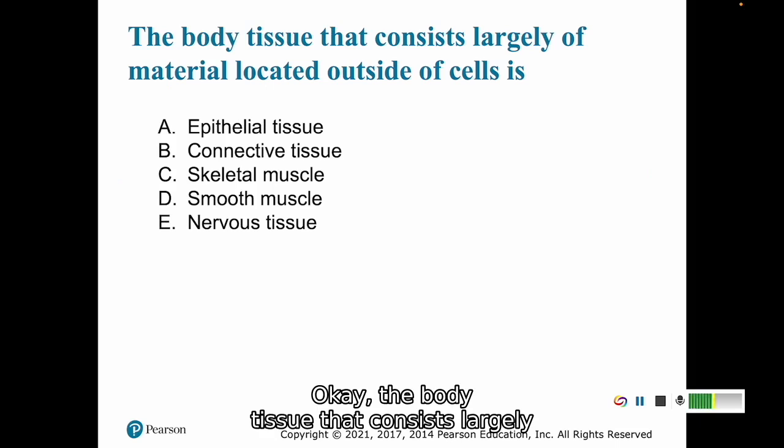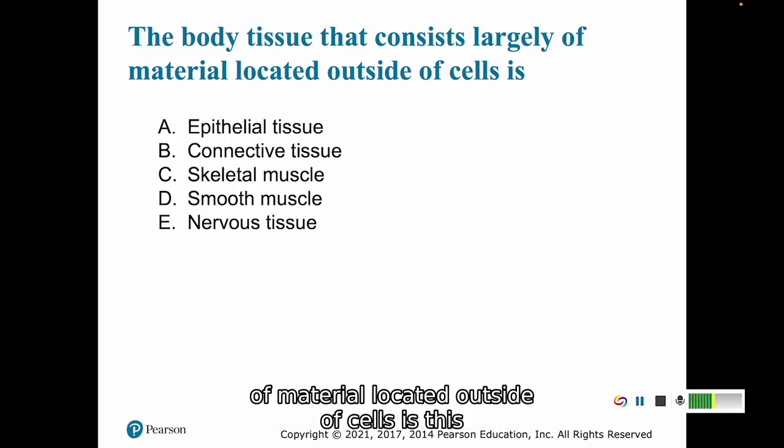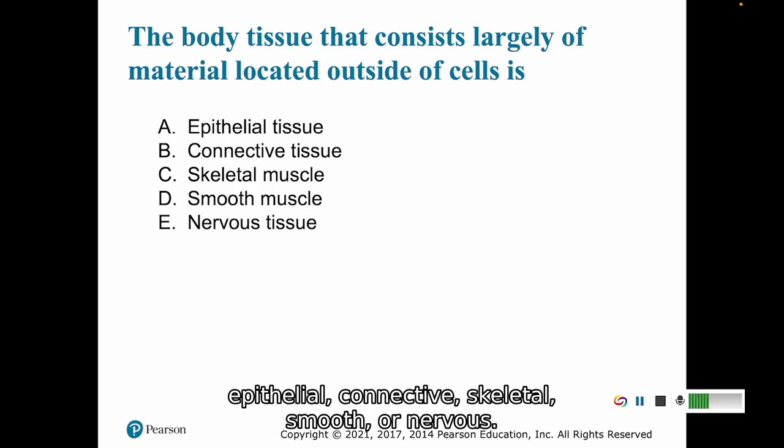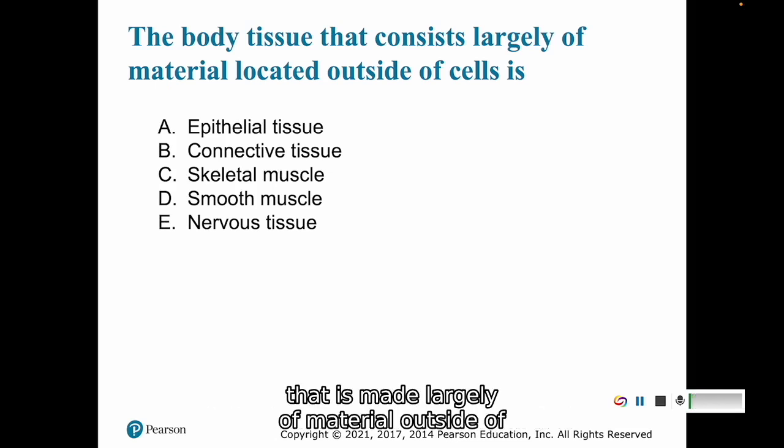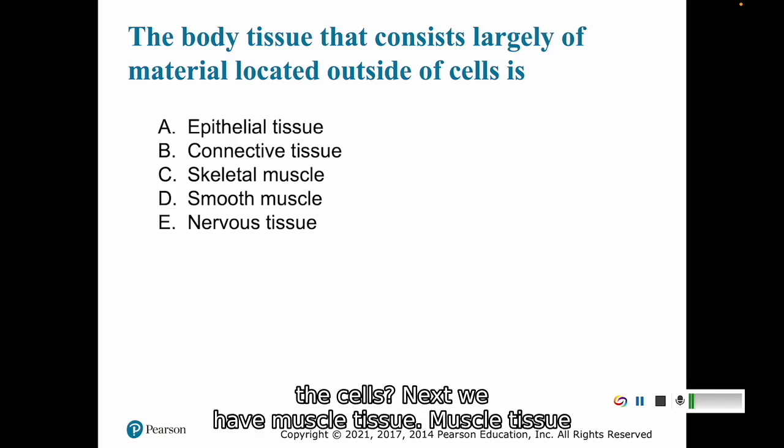Okay, the body tissue that consists largely of material located outside of cells is this epithelial, connective, skeletal, smooth, or nervous. What kind of tissue would you find that is made largely of material outside of the cells?